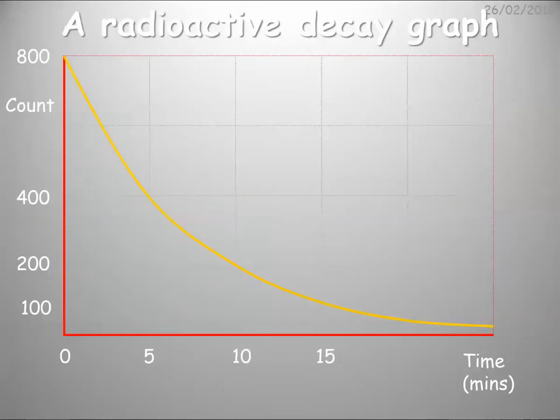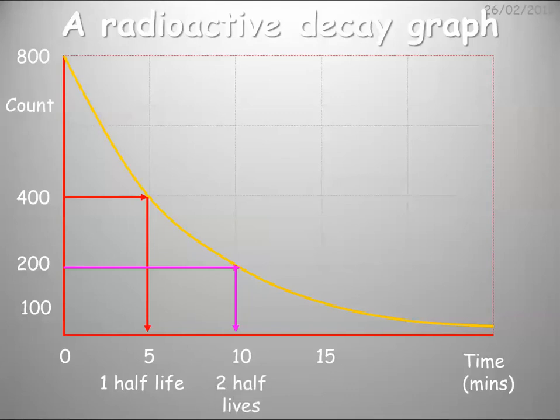Okay, another way of representing radioactive decay is a graph, which we obviously use a lot in physics. If we draw a curve, what we see is we start with 800 particles, and after one half-life we drop to 400, which in this case is 5 minutes. 400 to 200 takes us to 10 minutes, which is 2 half-lives, because we add 5 minutes to the 5, and then another half-life, 200 to 100, takes us to 15 minutes, which is 3 half-lives.